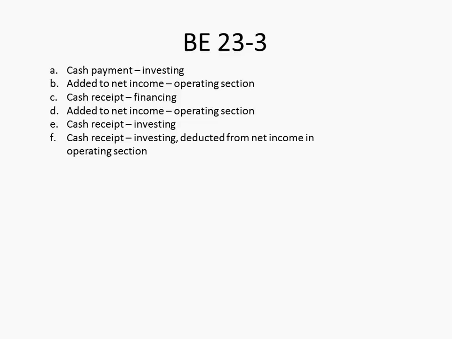What, do I hear confusion? There are two answers, right? Sale of land at a gain is the sale of the land. The proceeds from the sale of the land go into the investing section, right? But the gain is deducted from net income in the operating section. So there's two components here. Got it? Did I lose anybody? Do I need to go back over that?